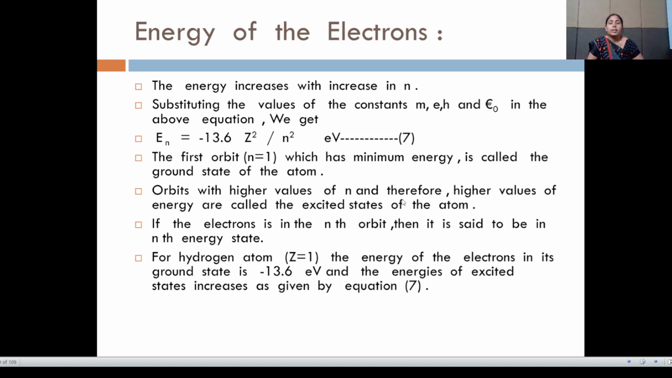For hydrogen atom, Z is equal to 1, and the energy of the electron in its ground state is minus 13.6 electron volt, because Z is equal to 1, n is equal to 1. So E1 is equal to minus 13.6 into 1 square divided by 1. So for hydrogen atom, the energy of the electron in its ground state is minus 13.6 electron volt, and the energies of the excited states increase as given by equation 7.